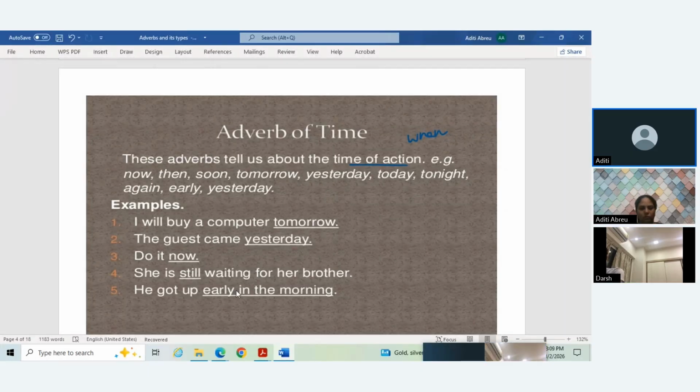Now, another example: he got up early in the morning. When did he get up? Answer will be early in the morning, right? So now this whole part is called an adverbial phrase. So a phrase is what? A group of words, whereas parts of speech are words. So sometimes your answer might be a word or it can be a group of words. If it's a word, you will call it an adverb. If it's a group of words, you'll call it an adverbial phrase.